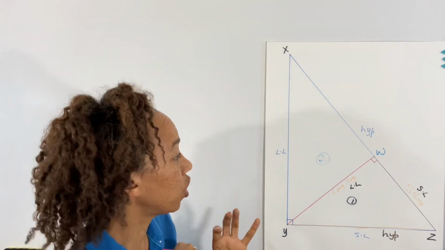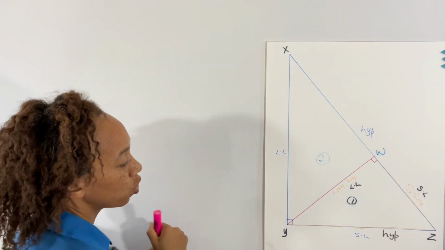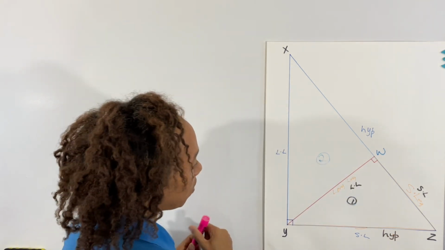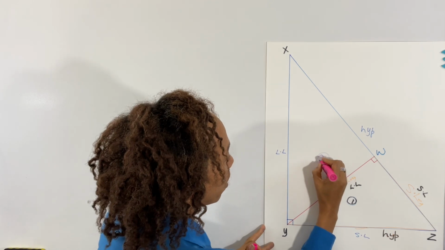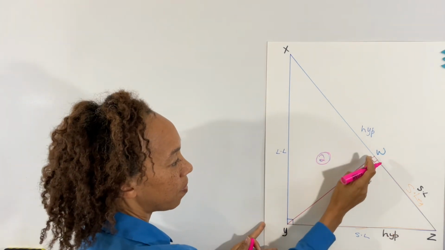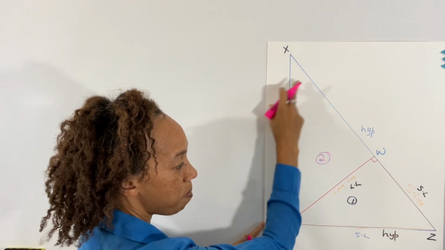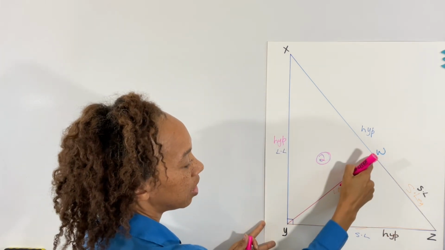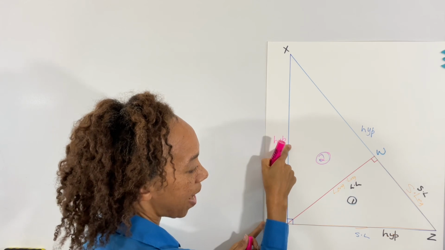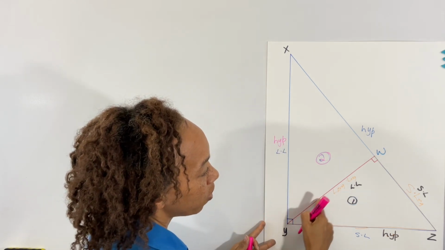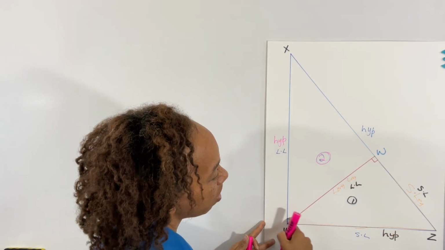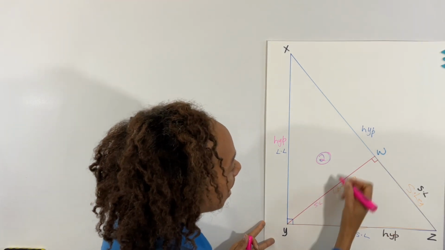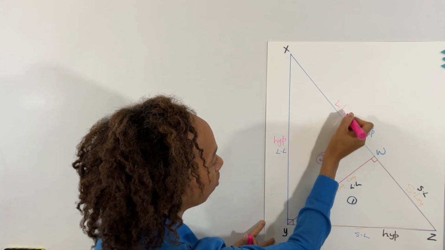Now I'm going to look at triangle 2, and triangle 2 would be triangle XYW. And I'm going to make this bigger here. Notice that LL from our main triangle is now going to be the hypotenuse, and that is the side that is opposite the right angle. And then for this segment now right here, this is going to be our short leg, and this is going to be our long leg right here.